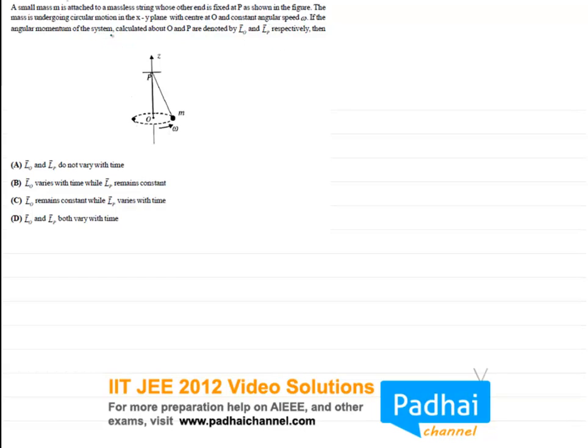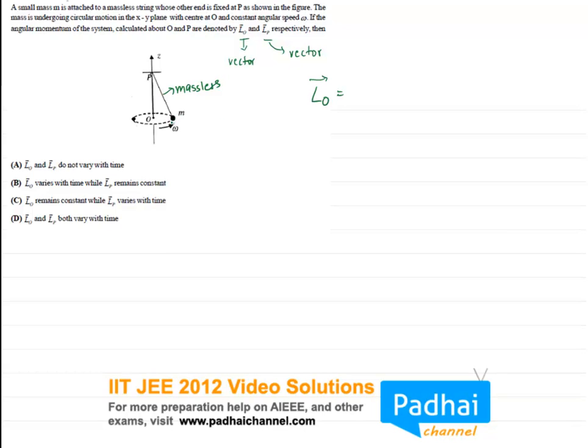If the angular momentum of the system calculated about O and P are denoted by L0 and LP respectively, then which of the following is correct? Now we have to see over here that L0 is in vector form, and LP is also a vector quantity. It is also given with an arrow. So what will be L0? This string is massless. So if we talk about angular momentum about O, what will happen?